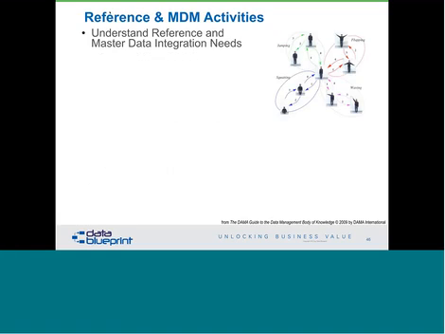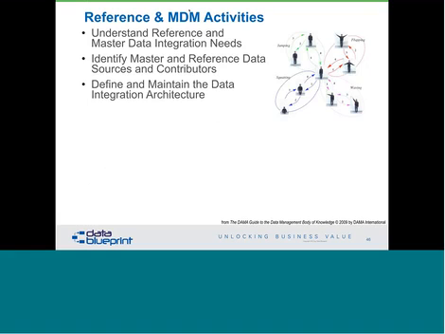Let's talk about the specific activities that need to occur in order to do a good job with this. Again, the first one is to understand the organizational needs that are there, because if we don't understand the needs for it, we have no ability to come up with and select the right types of technologies to put in place. The second one then is to identify specific sources and combinations of reference and master data. If we don't have those combinations and contributors, we're not going to be able to do any of this work.